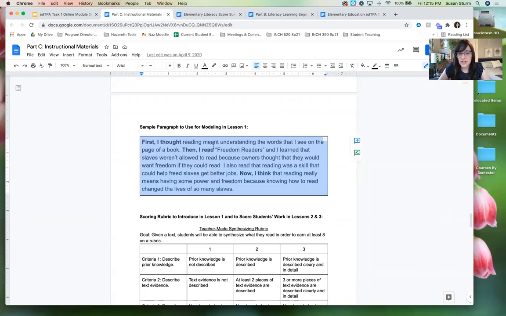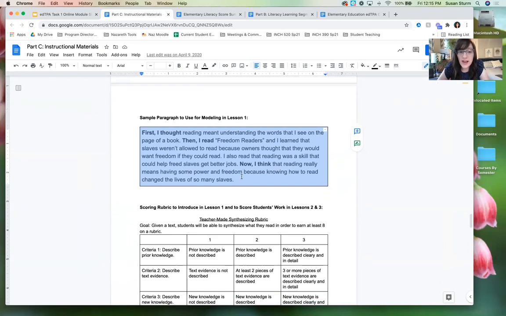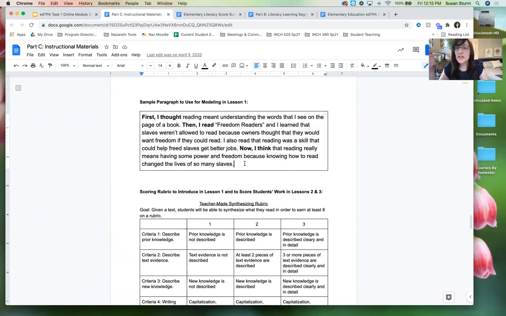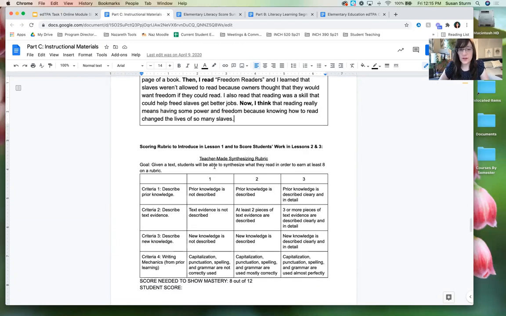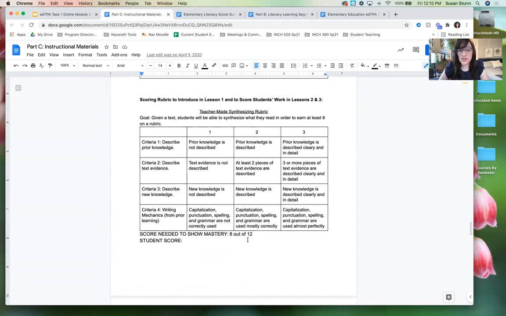At first, I thought reading meant understanding the words I see. Then I read Freedom Readers, and I learned that slaves weren't allowed to read because owners thought that they would want freedom if they could read. I also read that reading was a skill that could help freed slaves get better jobs. Now I think that reading really means having some power and some freedom, because knowing how to read changed the lives of so many slaves. So if you dig in and read lesson 1, this is what she was teaching the students to do. This is the rubric that's being introduced, and she scored her writing as an 8 out of 12.